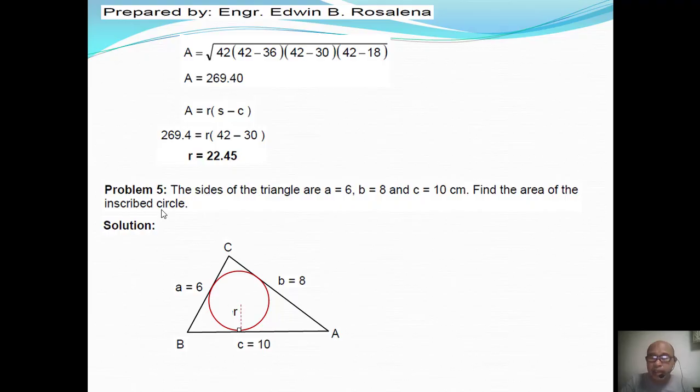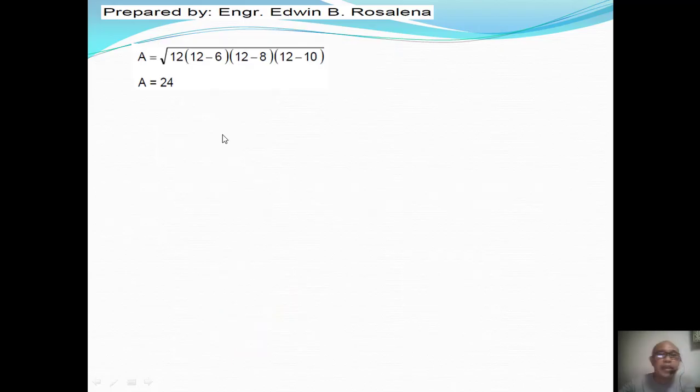So, what is the radius of the inscribed circle? Then, compute for the area. So, I can solve for the area of the triangle by using Heron's, no? So, S is A plus B plus C over 2, the semi-perimeter. That is 12. Then we have area computation, Heron's formula. I think you are familiar with that already. Then, for the inscribed circle and the area of the triangle, that is related by this equation. Area equal to R times S. We have computed the area and the semi-perimeter. So, R is equal to 2.